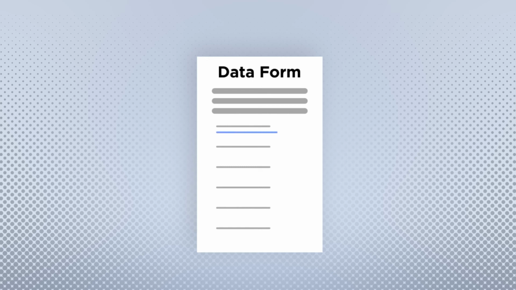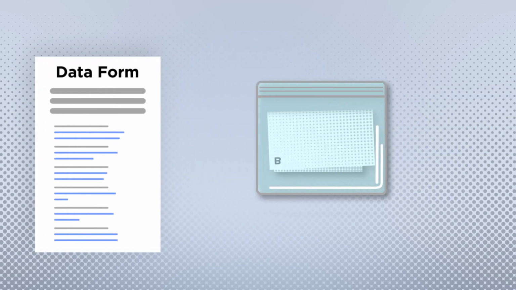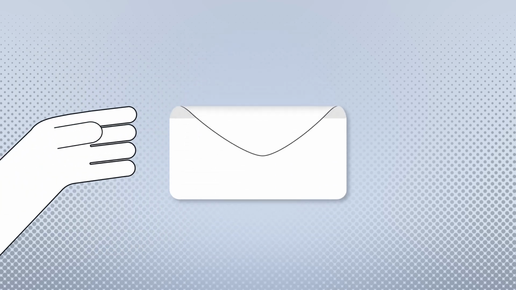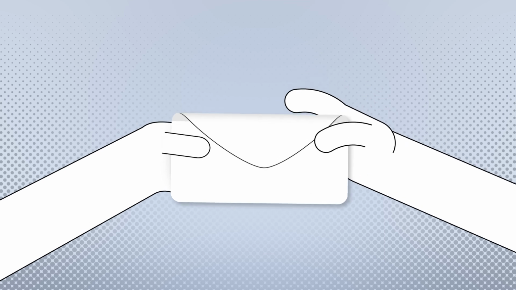Next, fill in the information collection form. All that's left to do now is place the plastic bag with the folded up pieces of paper inside it and the information collection form into the return envelope, seal it, and give it to your local coordinator.